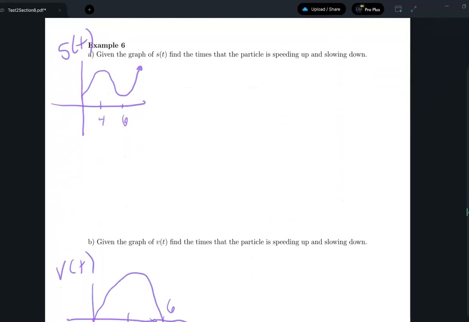So I did put the graphs on these. So here, let's look at using the graphs to find out when it's speeding up or slowing down. Since this is the position, I first need to draw the velocity. So I'm going to draw it here because I know I need to compare the velocity and the acceleration, right?